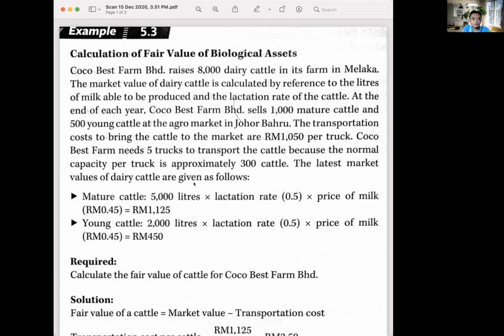So this company needs 5 trucks to transport the 1,500 cattle tadi, because the normal capacity per truck is approximately 300 cattle. Satu truck can accommodate 300 cattle. Dia nak jual 1,500 cattle.